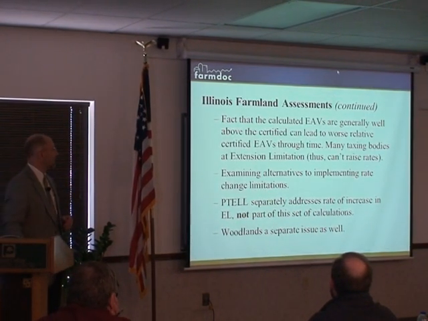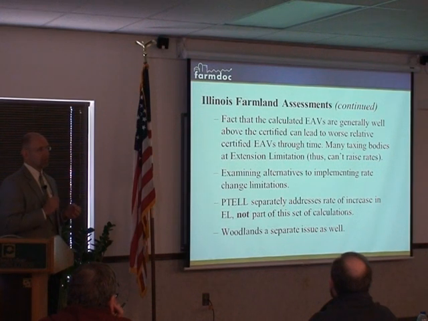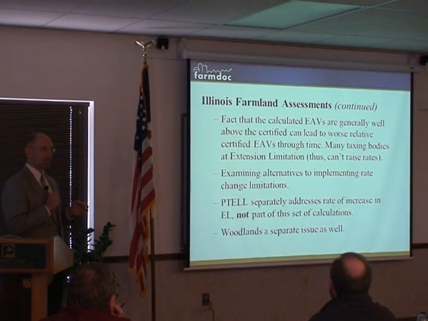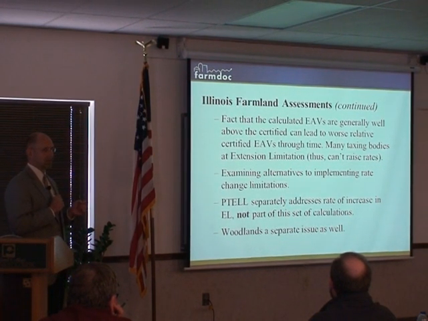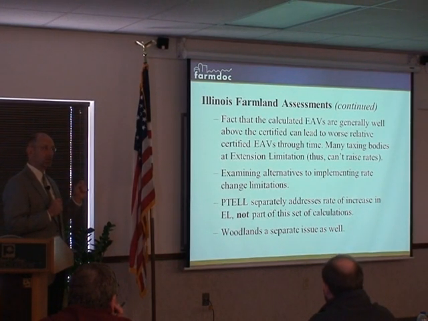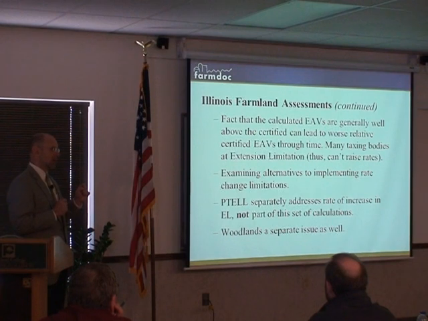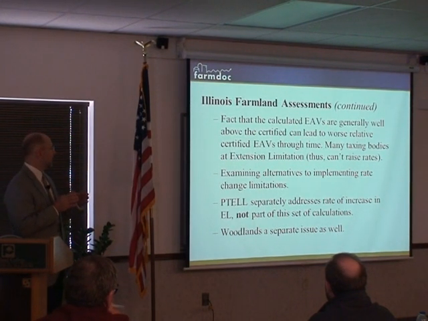And currently, and for some period in time, EAVs are generally above the certified levels, which can create additional problems through time in the relative assessment. In counties that have really low and really high quality soils within their boundaries, you notice this more than in counties that have great ranges of PIs from 120 all the way to 124.